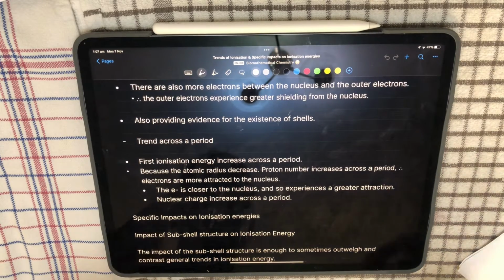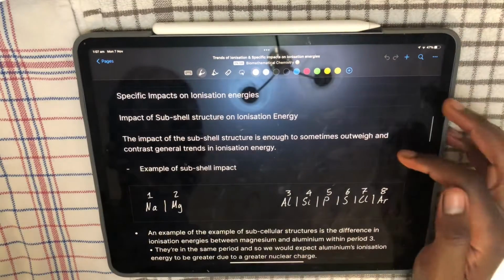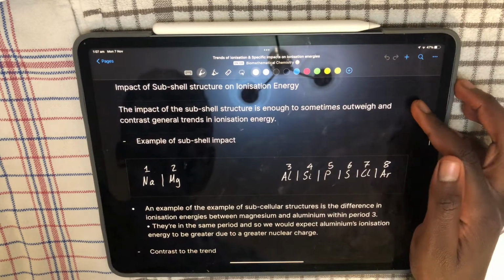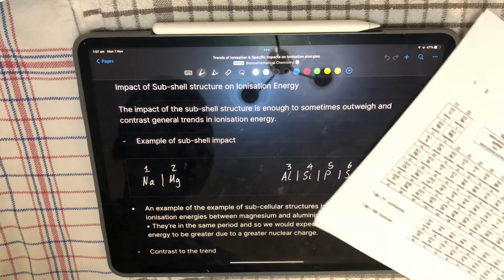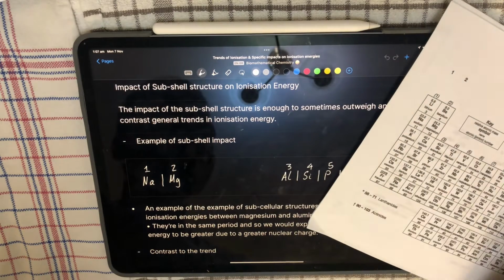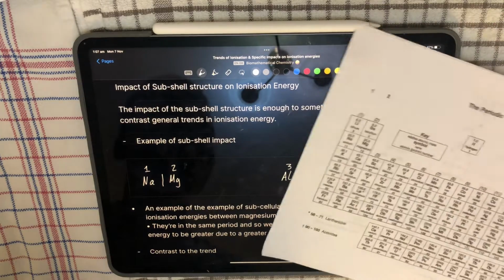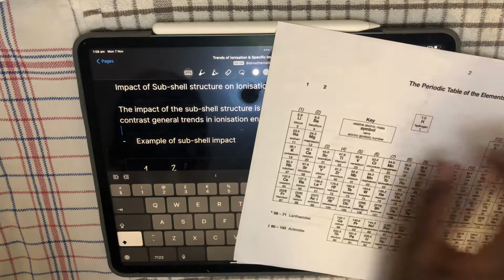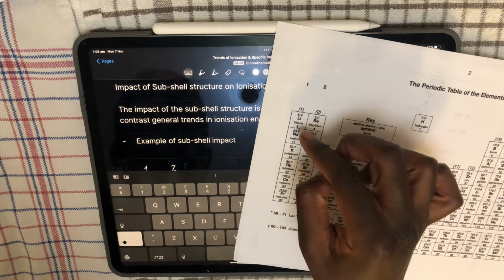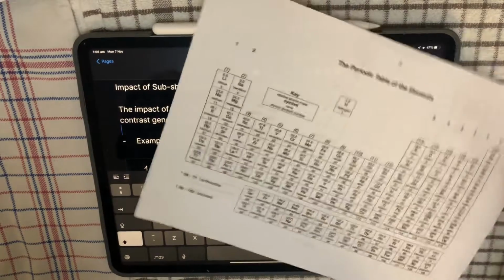And it's kind of relating to what I talked about in the previous video about electron shells and orbitals. But I'll get onto it now. So, example of subshell impact, right? They usually like to do period 3, but I've seen them also use period 2 as well. Don't get confused, it's the same idea if they use period 2 or period 3. But I'm using period 3, right?